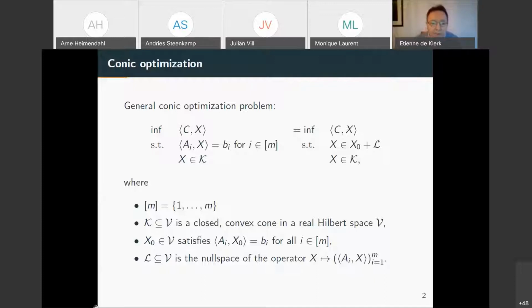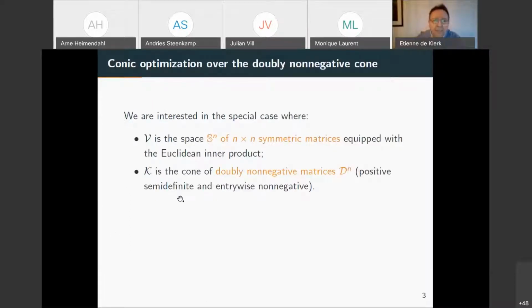Okay, so this is very well known, quite standard. Maybe just the notation is slightly unusual, but this is usually called the standard form for conic optimization problems. And this is the alternative form that is a bit more suitable for our purposes. Again, we are interested especially in the case where this ambient inner product space is just the space of symmetric matrices. So S^n denotes the n by n symmetric matrices, and we equip it with the Euclidean inner product, also called the trace inner product.